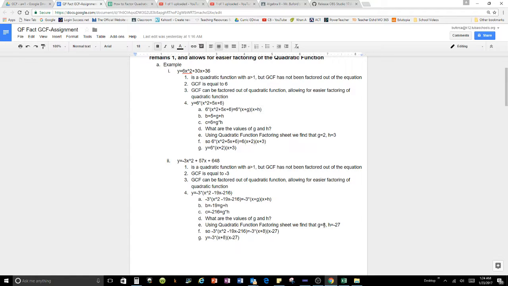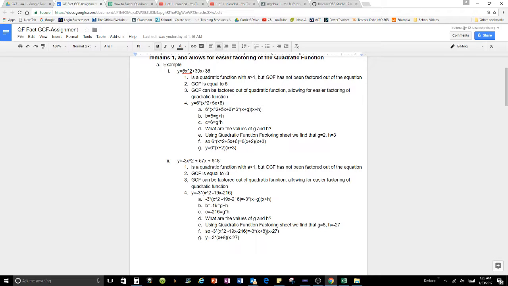So when g is equal to 8 and h is equal to minus 27, we can put those in here, and we actually do that down here. So g is equal to 8. Here we could have put g equal to 8, and h is equal to minus 27. We do that here.